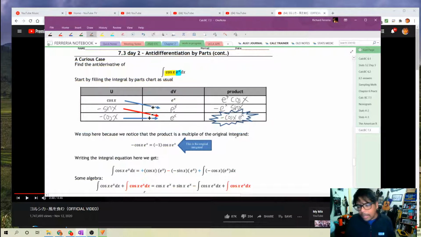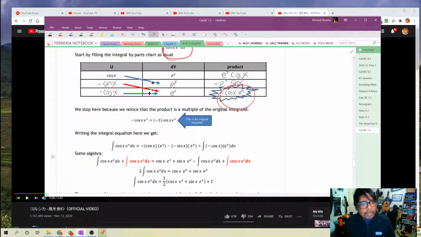And you're saying, well, why did you stop here? What's so funny about where this is in the chart? And what's so funny is that the product is the same thing as the integrand that we started off with, give or take a constant. So our integrand here is cosine x e to the x. Our product here is cosine x e to the x multiplied by negative 1. So it's kind of the same thing. And this is like a circular integral. So we're going to stop here and we're going to put things together.